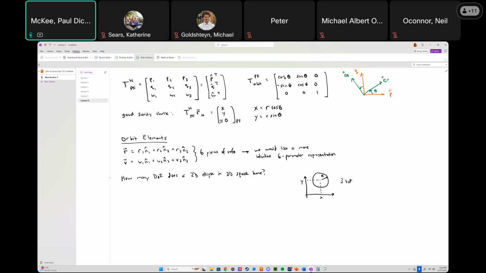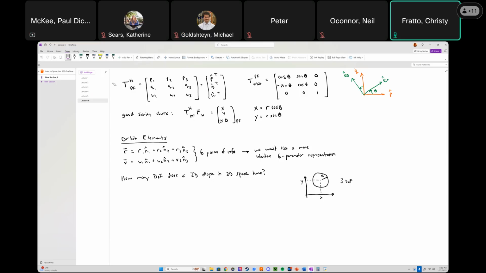Now, if this were an ellipse, then you need more than just the radius to get the idea across. And if it's in 3D space, then you might need some other information. So let's brainstorm. What numbers do we need to describe a 2D ellipse in 3D space? You don't need the whole answer in your mind. I'll take partial answers. Well, for 3D space, would you need 6 degrees?